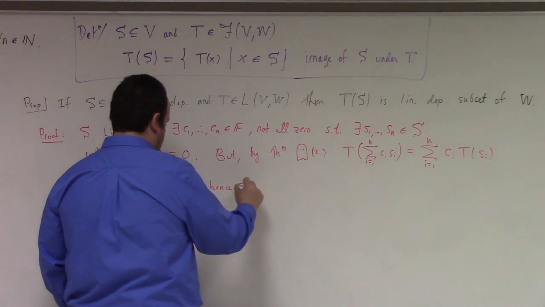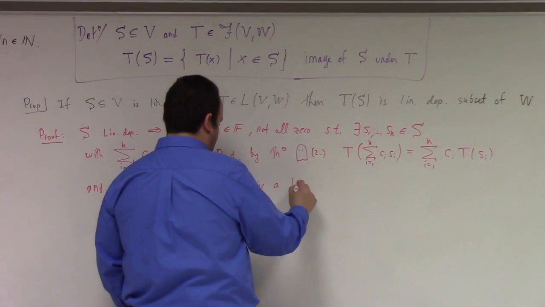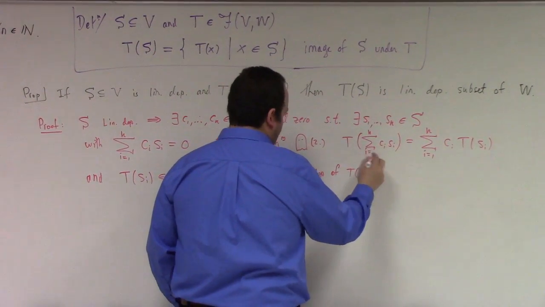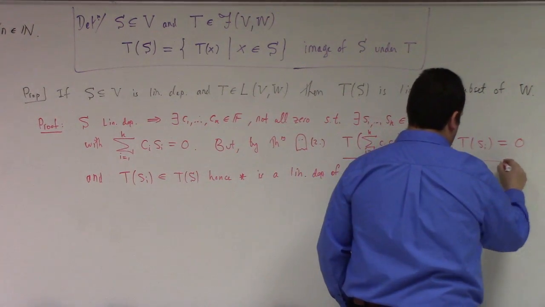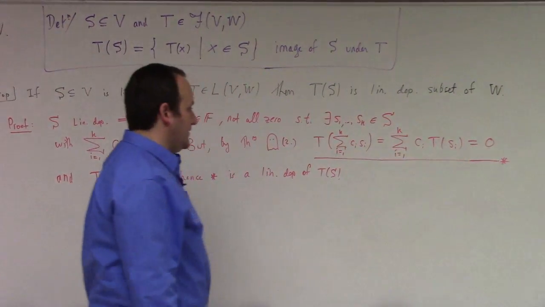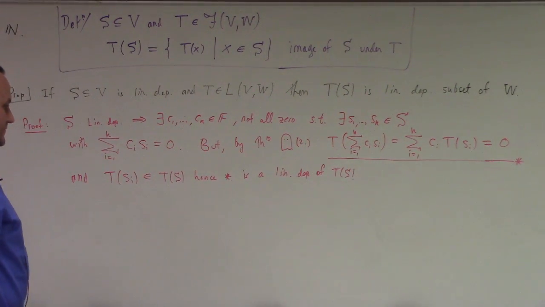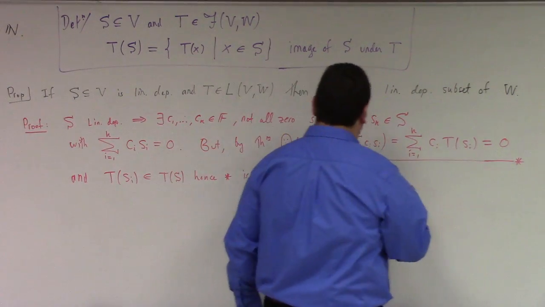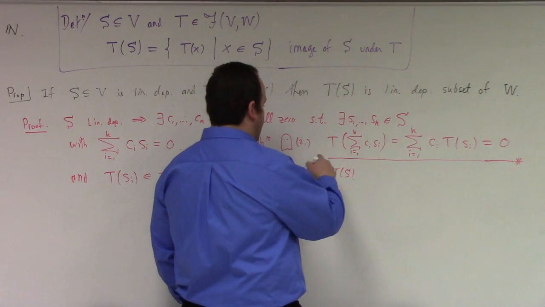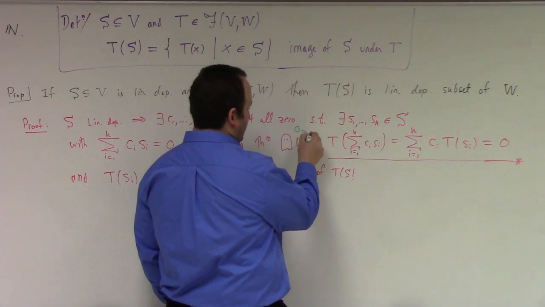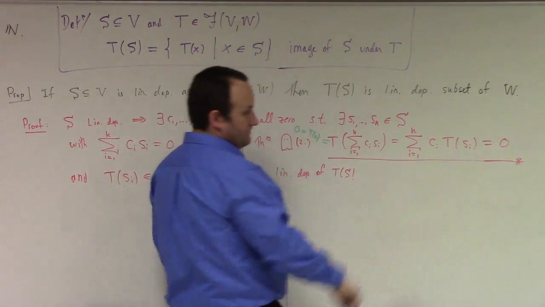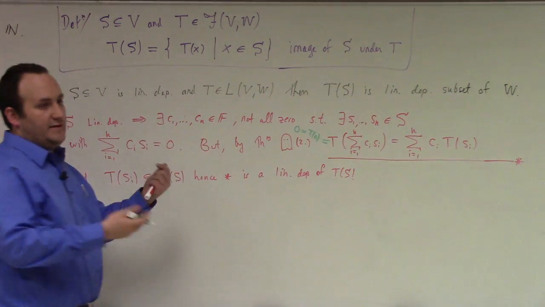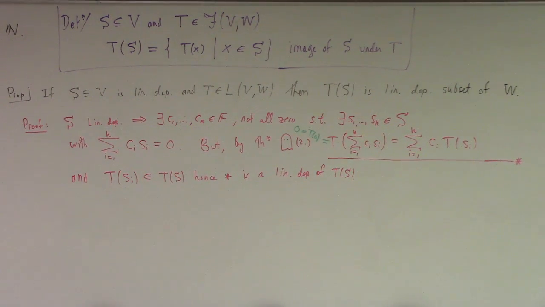Hence, star is a linear dependence of T of S. Oh, I'm sorry. How do I know that that's equal to 0? Oopsie. Got ahead of myself. I have cluttered it now. What I should have said is, here I should have said 0 is equal to T of 0 is equal to that, right? I know 0 equals T of 0 by part 1 of the Gauss theorem.